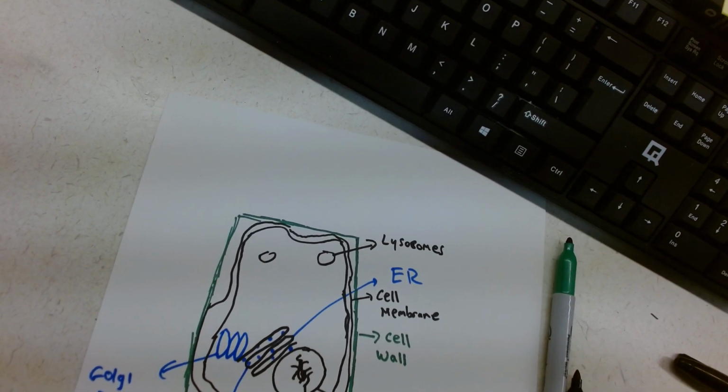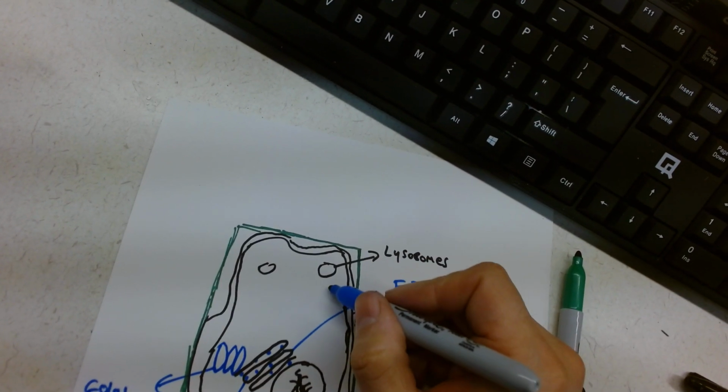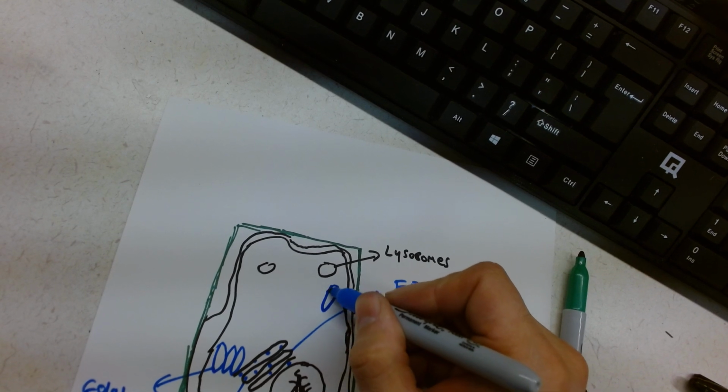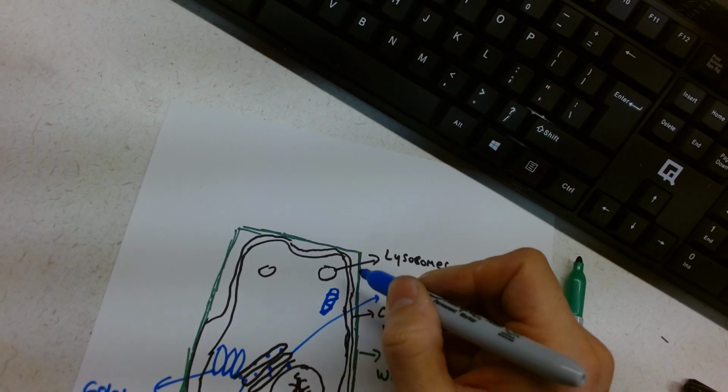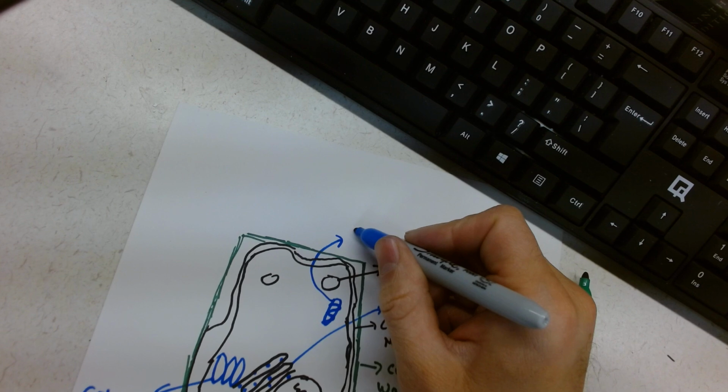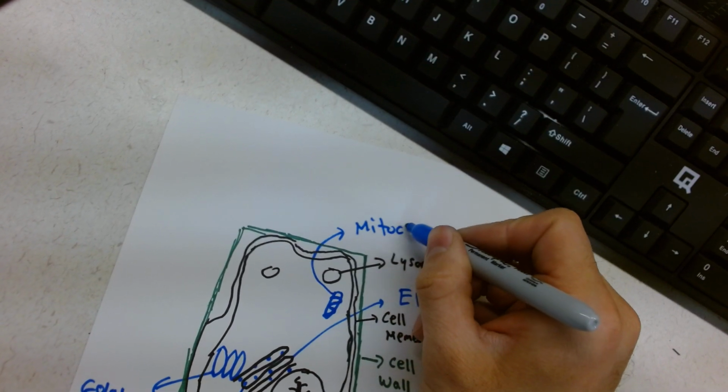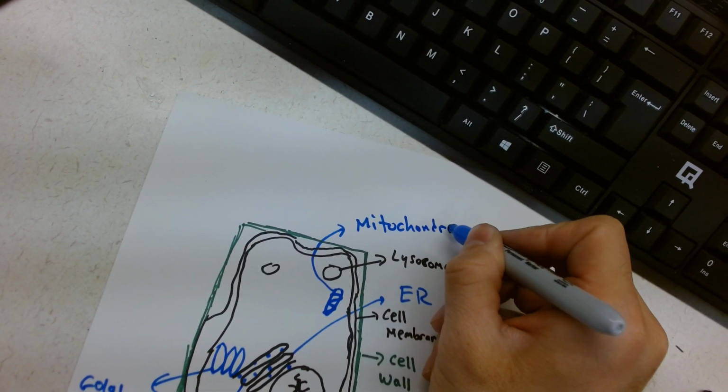So what are the key organelles that are different? We also have here the mitochondria, the powerhouse. This is where sugars get broken down.